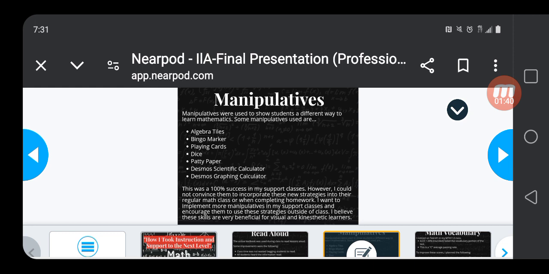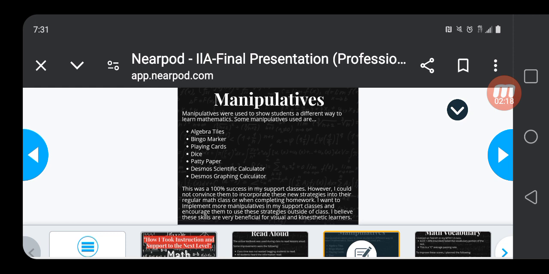I use algebra tiles when factoring, bingo markers when canceling out, playing cards when simplifying radicals, dice when dealing with probability, patty paper when dealing with transformations, and dominoes when completing different types of calculations or looking at different types of graphs. These are excellent in my support class because they have to use the manipulatives in order to receive a grade. However, it's hard to get my students to use them in the regular math classes, and it's a challenge for them to use them at home.